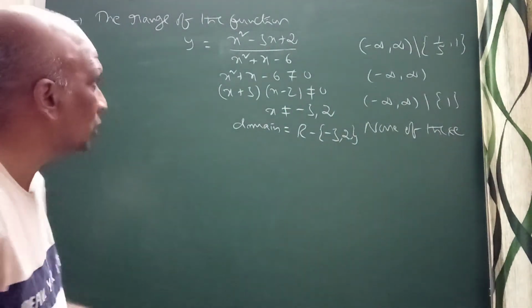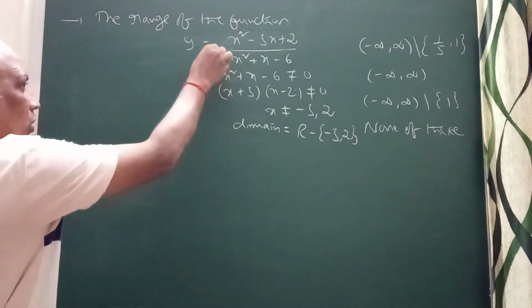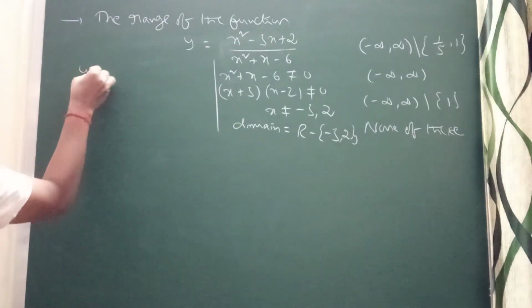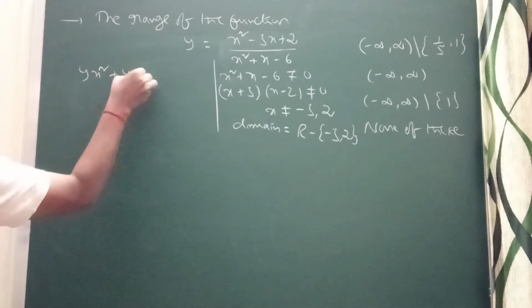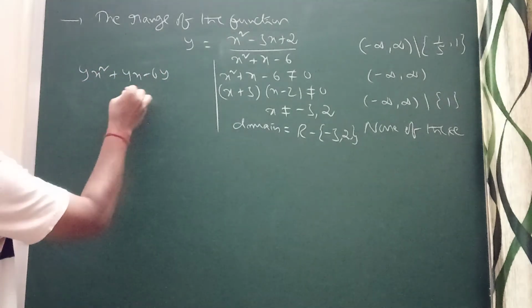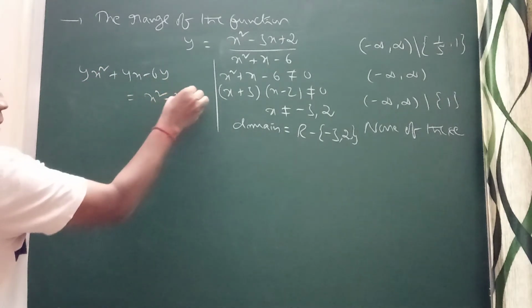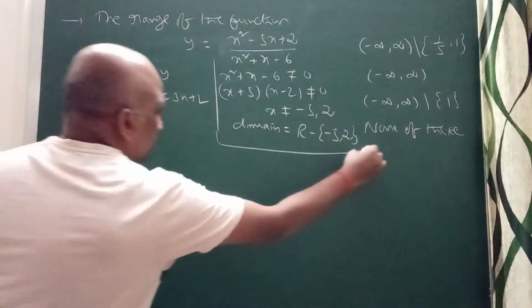Now coming to the range, let it be y is equal to this, you do cross multiplication. If you do cross multiplication, yx square plus yx minus 6y which is equal to x square minus 3x plus 2, right?